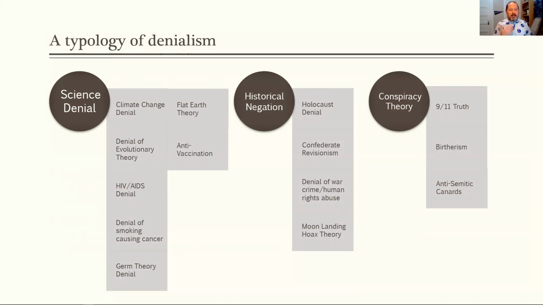It's one of the characteristics, maybe one of the criteria for defining something as denialism. But these are topics you could choose from in your research paper. You could talk about climate change denial. You could talk about flat earth theory. These two are popular. So is anti-vaccination. These are all forms of science denial.